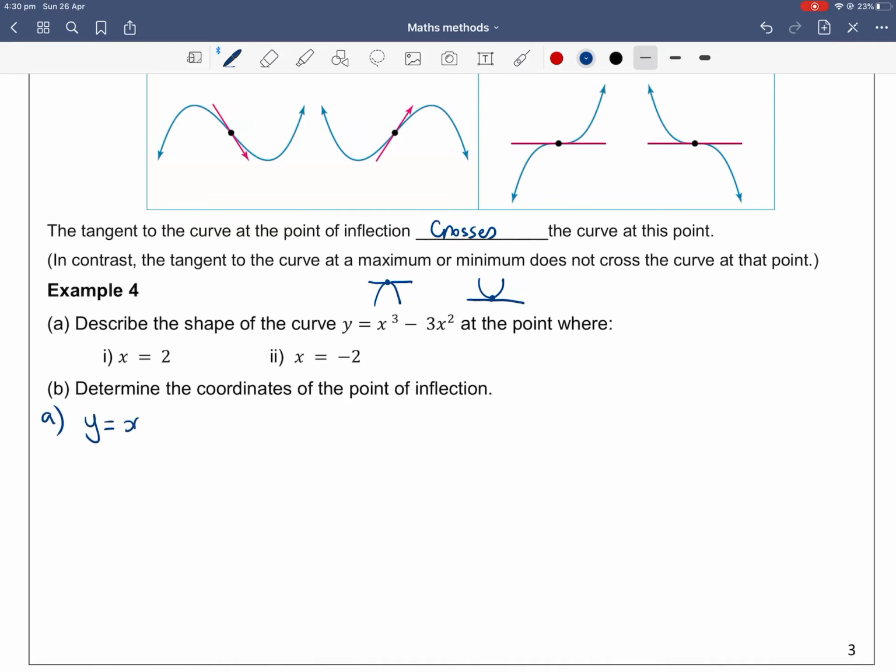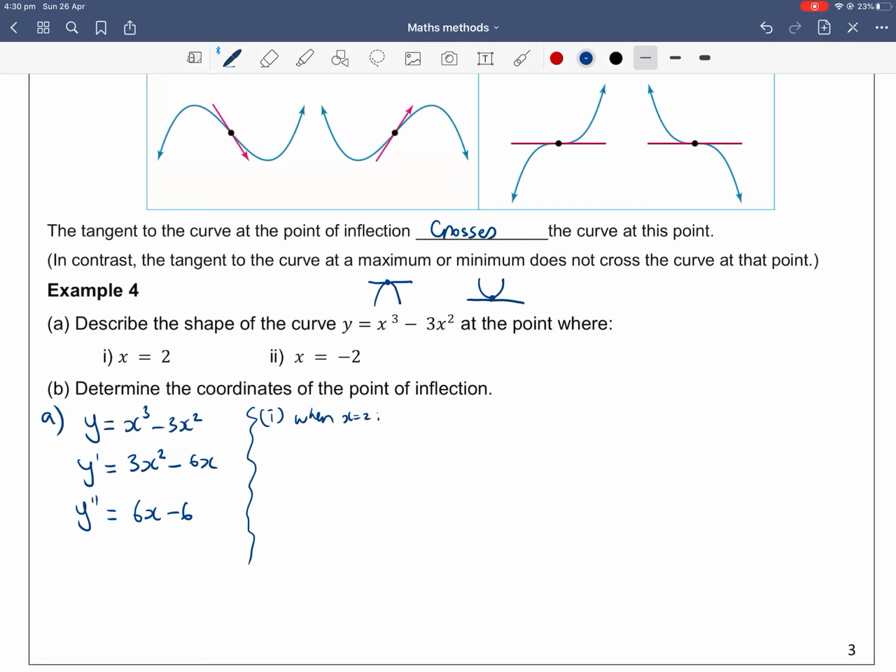So part A, we've got our function y equals x cubed minus 3x squared. To check the shape, the concavity, we need the second derivative. So we need to first find the first derivative. So y dash gives us 3x squared minus 6x, just taking the derivative of the y function. Then we need to look at the second derivative. So differentiate 3x squared minus 6x gives us 6x minus 6. So we can use the second derivative function to check the concavity of our points.